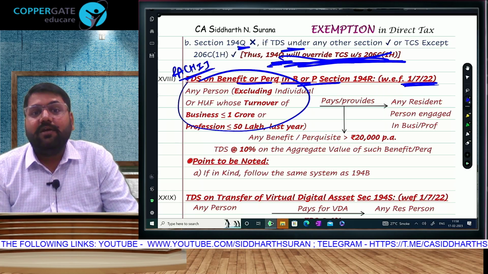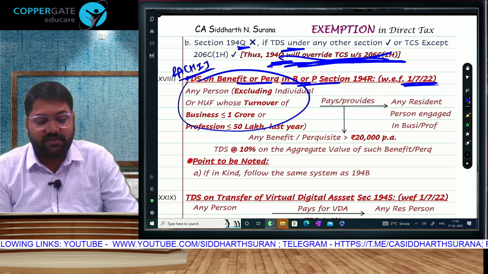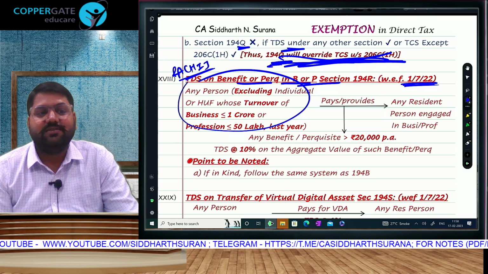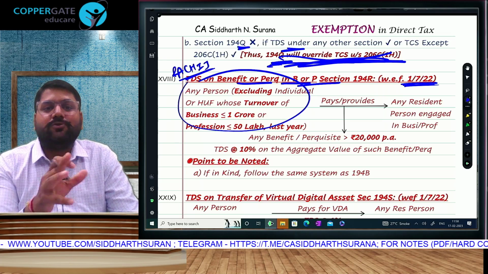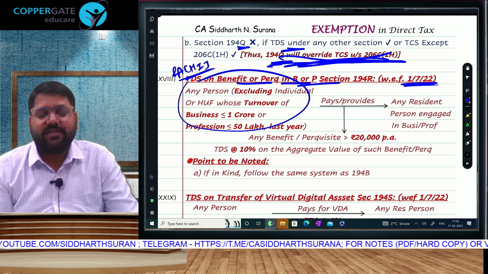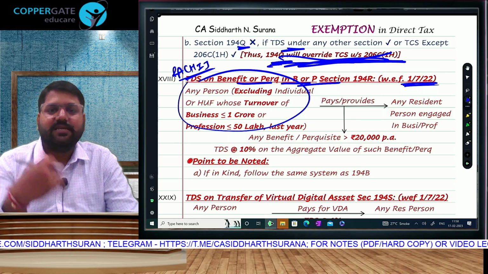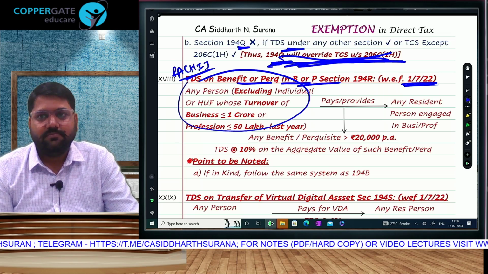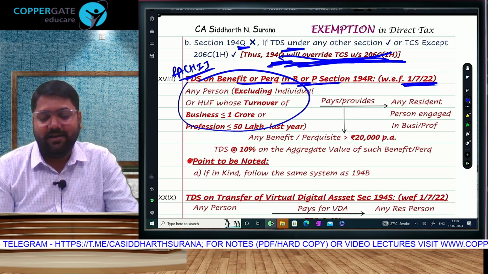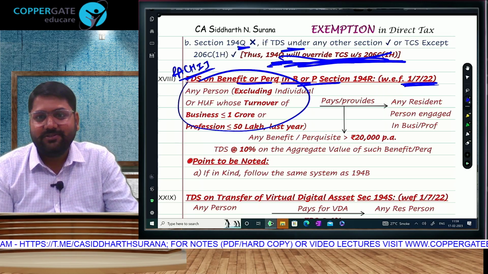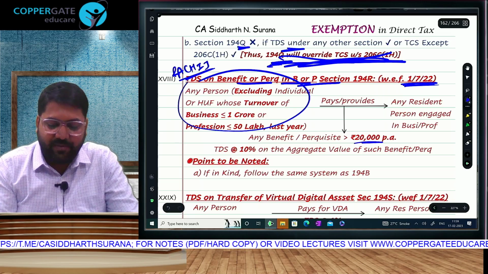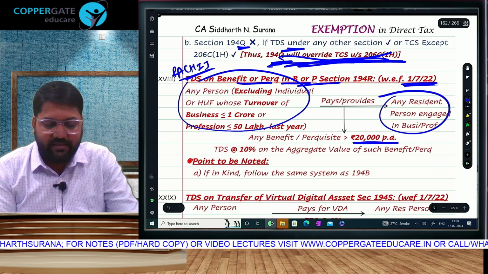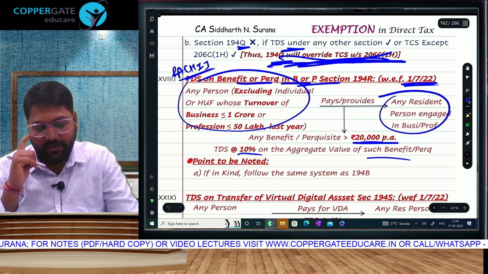194R. Normally employers provide benefit or perquisite, but what is happening is now businessmen also provide benefit or perquisite to professionals. Like for example, a coaching class is saying to its professor that this much I will give you in cash for taking my batches, and then you can go for a foreign holiday with your family. I will pay that money also. A pathology lab is paying the foreign holiday expenses of a doctor. That's perquisite. If the benefit or perquisite exceeds rupees 20,000 paid to any resident, then 10% on the aggregate value of such benefit or perquisite.